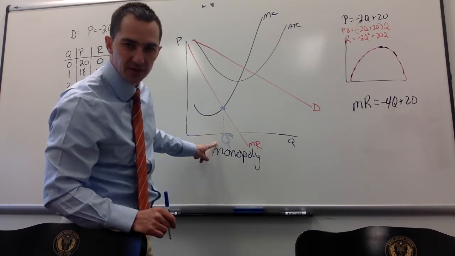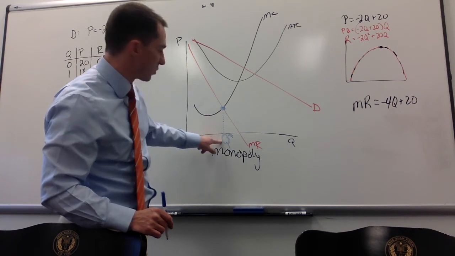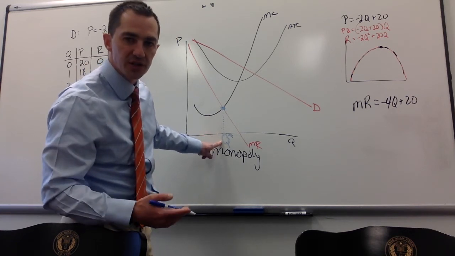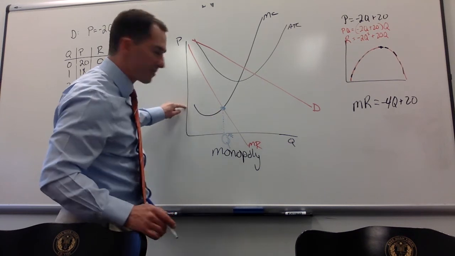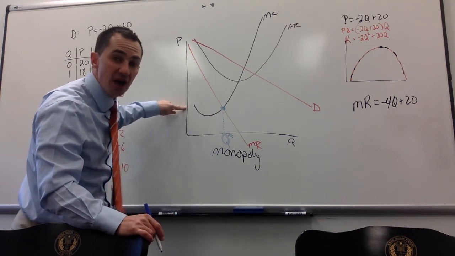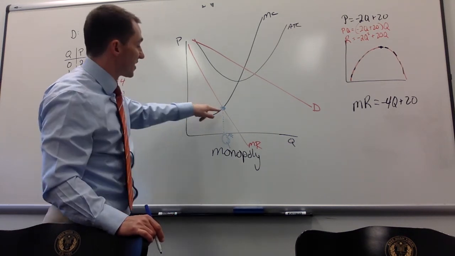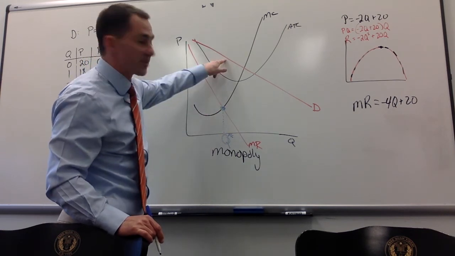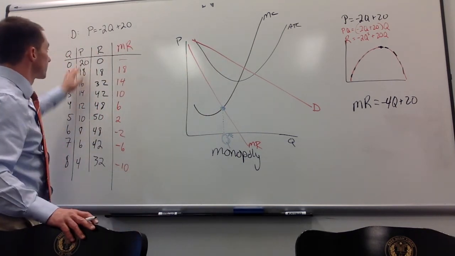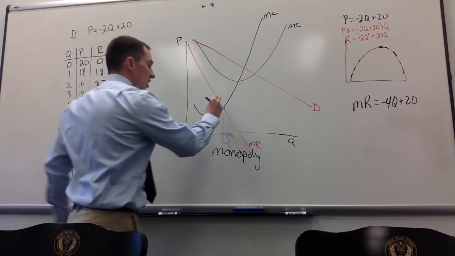Here's where it gets tougher. Monopoly wants to sell that many. What should it do? You're going to be tempted to say this is the price, but it's not. This is not the price. To find the price to sell that many, we have to go all the way up to the demand curve. That's what the demand curve tells us, the relationship between price and quantity.